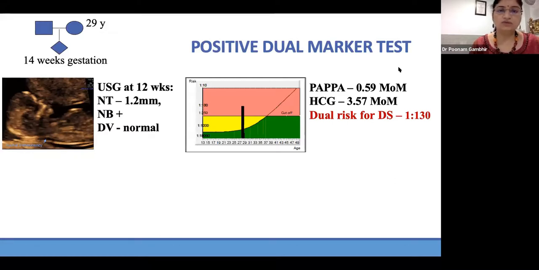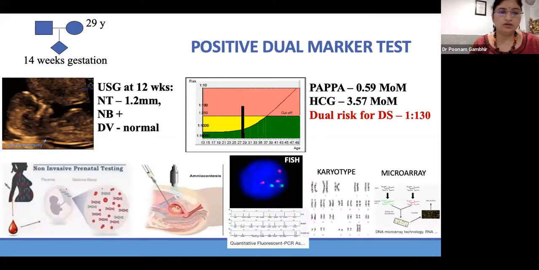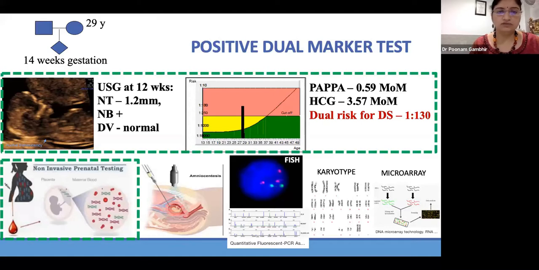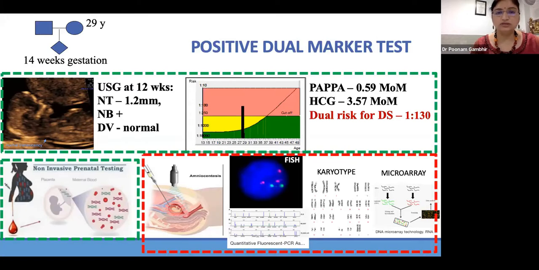A pregnant patient comes with these two reports; almost everyone encounters such a patient once daily or in a week. The NT/NB scan is normal, and they have a positive dual marker report with low PAPP-A and high HCG. Accordingly, we give the further options of non-invasive testing, the NIPT, or invasive diagnostic testing. Out of these, within the green parentheses, these are screening tests, and the one in the red box is the confirmatory testing.